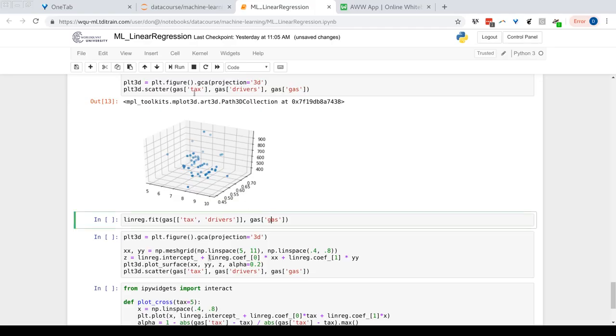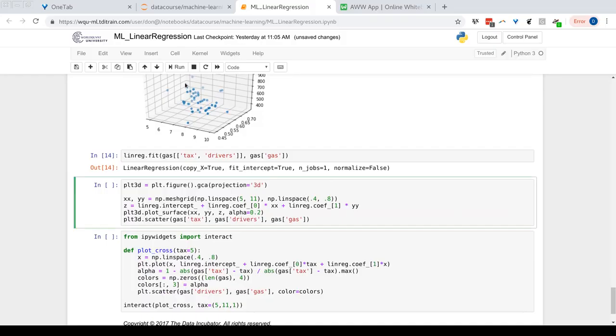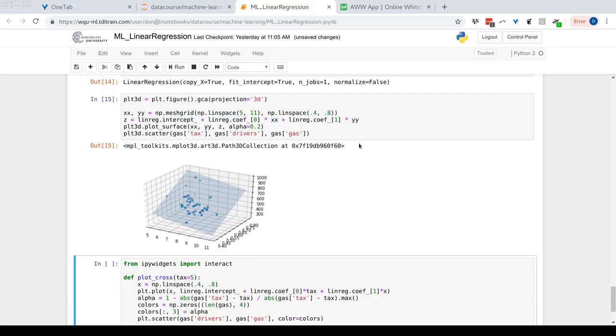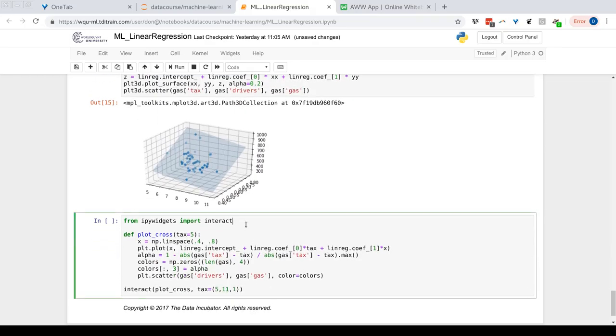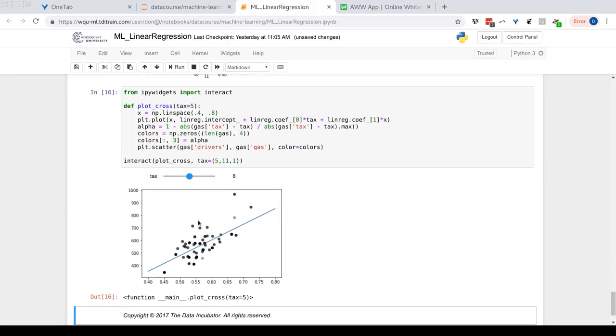So let's use our linear regression model to fit with those two variables, and visualize that plane. This is our best plane to go through the data. Like I said, it's hard to visualize, but we can take cross sections. This interactive plot will allow you to inspect different cross sections of our plane with respect to changing the tax value. These are the corresponding cross sections.